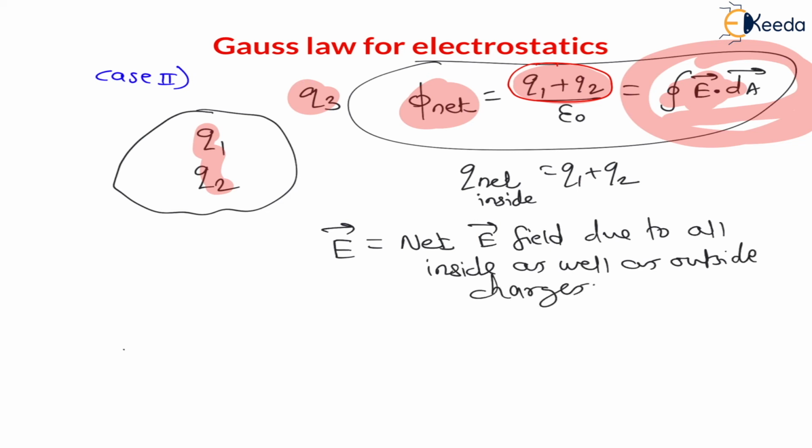This is very interesting, but because of the outside charge, the net inside flux will be 0, though there is an electric field, my dear students. Because of the outside charge, there is an electric field inside, but the flux is 0. Already we have seen that just now. That's why this electric field is considered for q1, q2, q3 all together. This is very important.